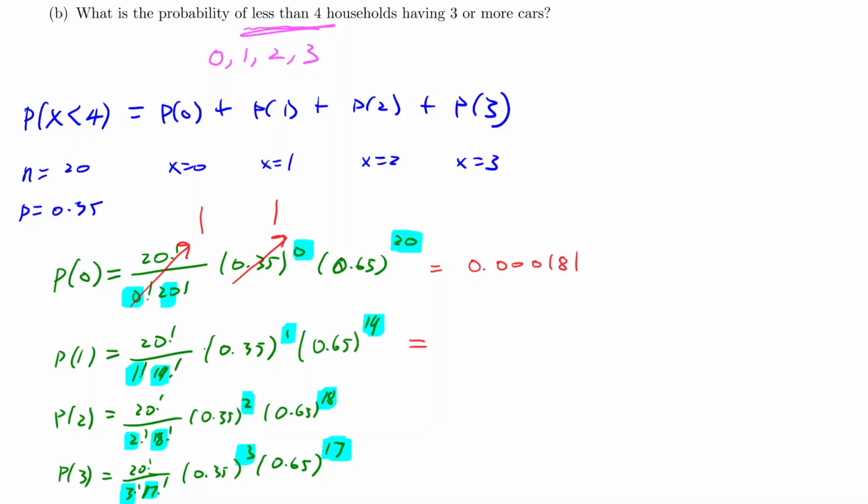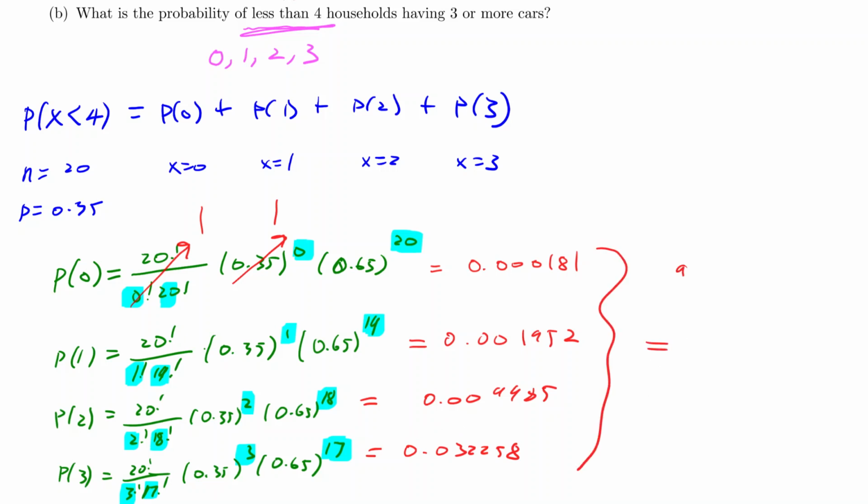And for the second one, simplify this first, multiply these. You should get 0.001952. For this one, 0.009985. This is 17 right here, because 20 minus 3 gives us 17. This one gives us 0.032258. So add all of this together, and we get 0.0445. So pay attention to this wording in these problems.